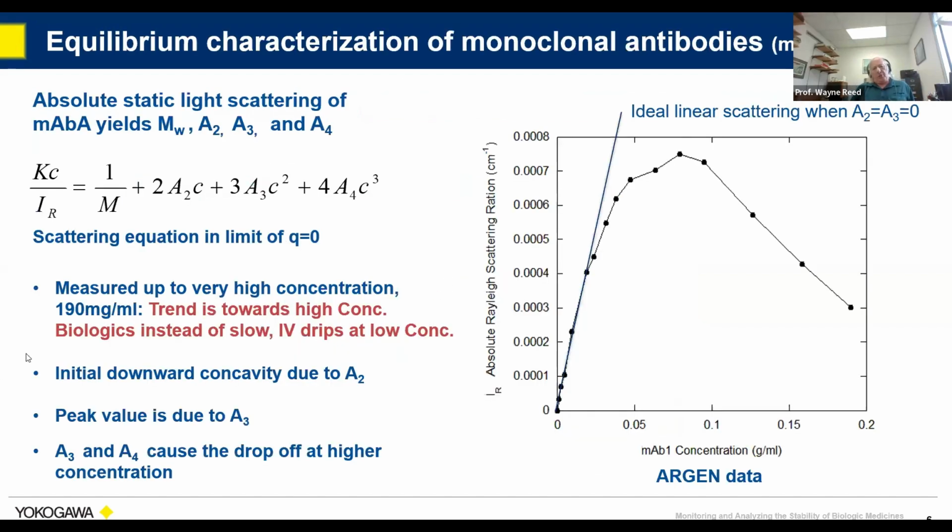So let's just look a bit here at equilibrium characterization of a monoclonal antibody. This, by the way, was from Biogen. This is published, so it's in the public domain. Without going into a lot of equations, what we're measuring is the light scattering. This is the intensity. That's the first thing we're doing with what's called SLS, static light scattering. Which we measure here, this Rayleigh scattering ratio, together with the concentration of your biologic, and K is just a constant related to the mass. It's related to the virial coefficients, A2, A3, and A4. And here we're looking at a biologic that was at 190 mg per mL. That's 19%.